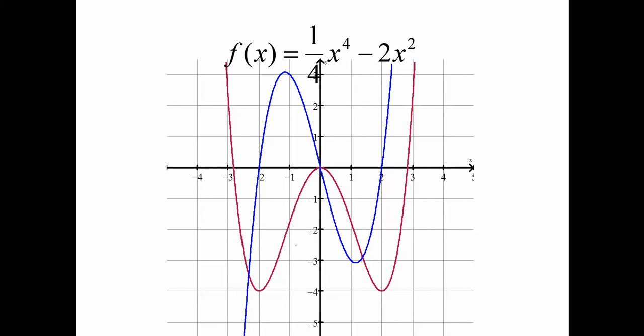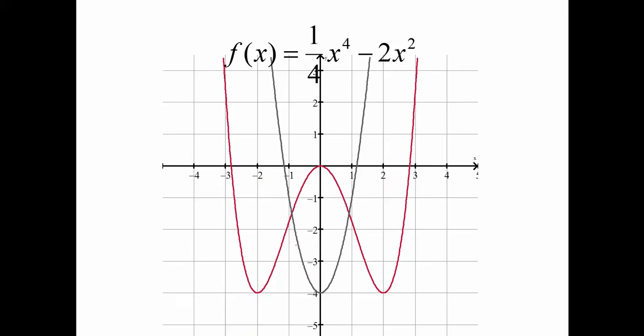Now the second derivative is going to represent the concavity of our original function, so whether the graph is concave up or concave down. It's also going to show the slope of our first derivative. Take a moment and think about what that graph might look like. So here is our second derivative graph, the line in black.